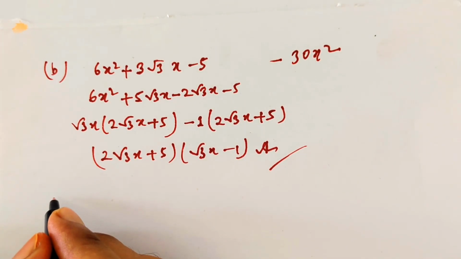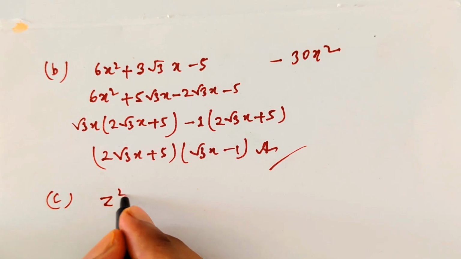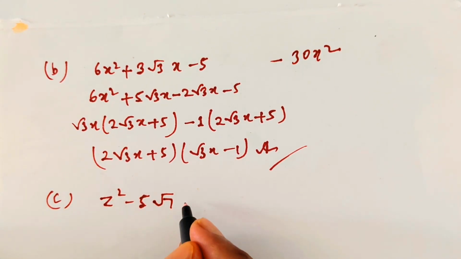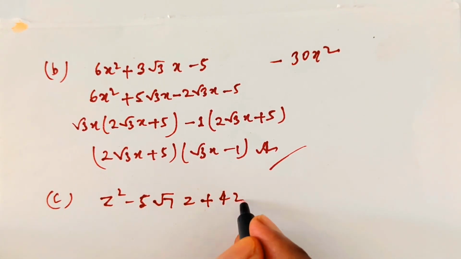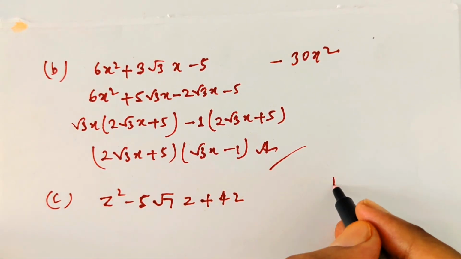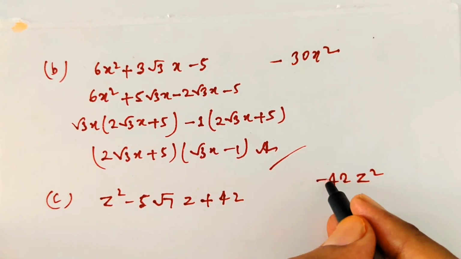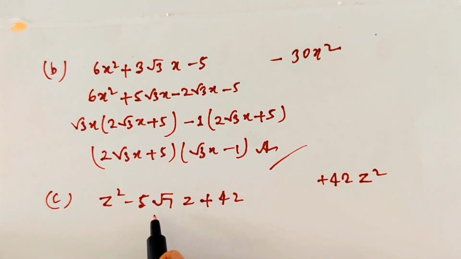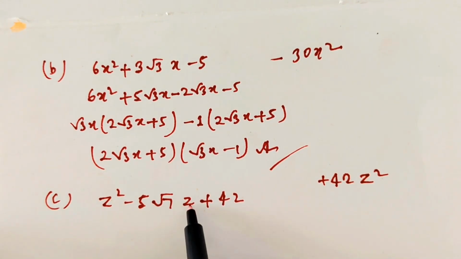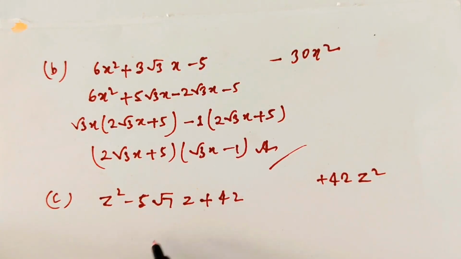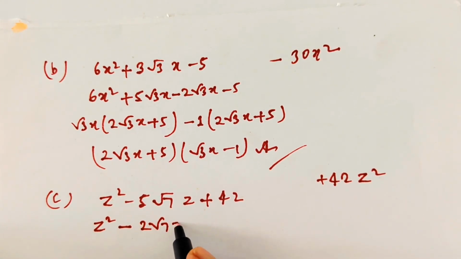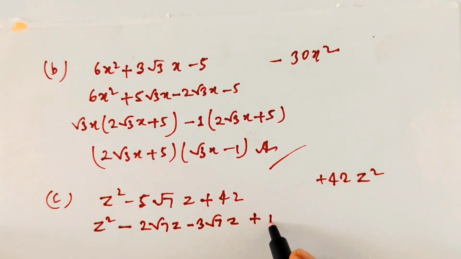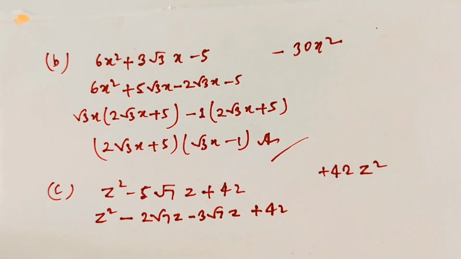Question number C: z square minus 5 root under 7z plus 42. If you multiply the first and last term, it comes to 42z square as the product, but the middle term is demanding minus 5 root under 7z. So simply you break it like this: z square minus 2 root under 7z minus 3 root under 7z plus 42. Okay, let's see if this is valid or not.